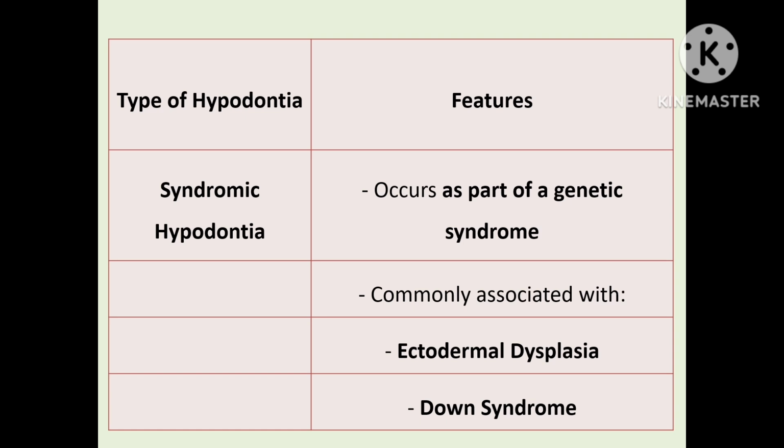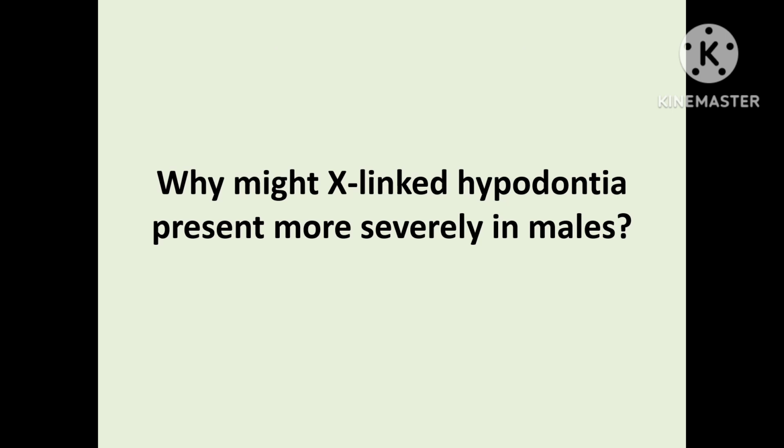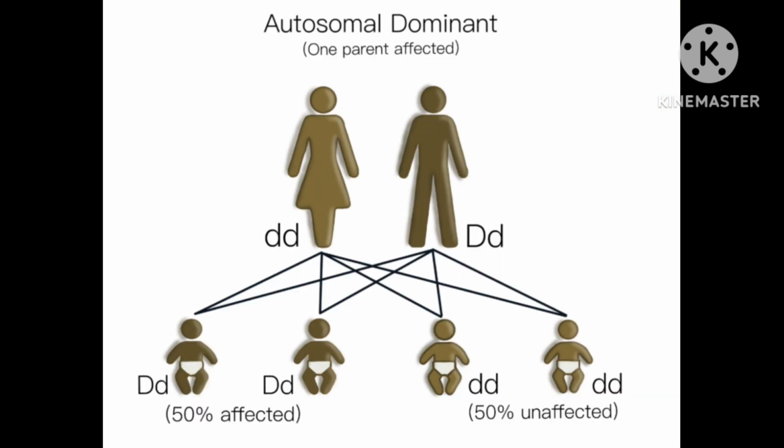Dominant is the most common type of inheritance in hypodontia. A person only needs one copy of the faulty gene from either parent to be affected. If one parent has hypodontia, there is a 50% chance the child will also present with hypodontia.